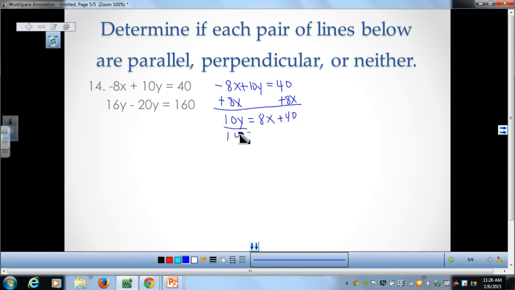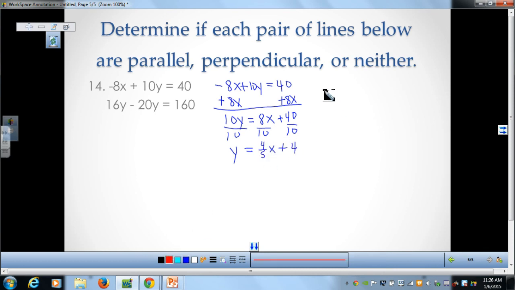And then I'm going to divide all three terms by 10. Now 8/10 is a reducible fraction. So if I divide by 2, I would get 4/5 x plus 4. So our first line has a slope of 4/5 and a y-intercept of 4.